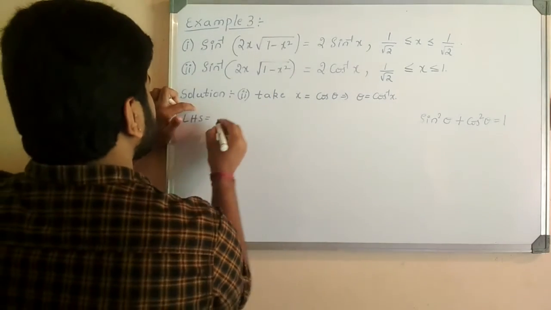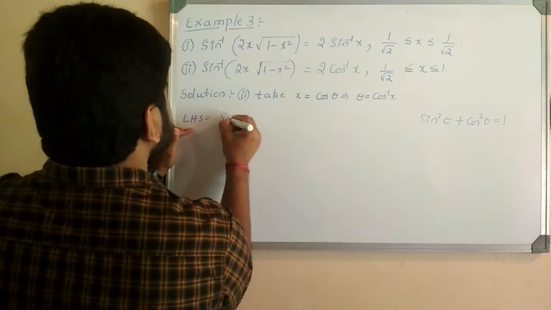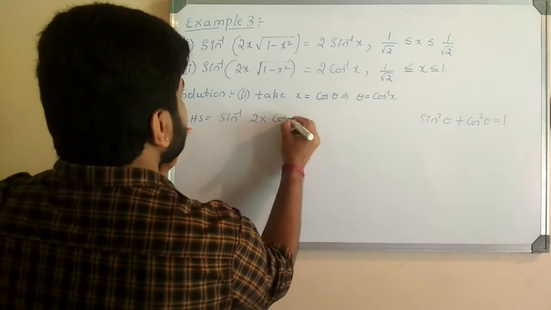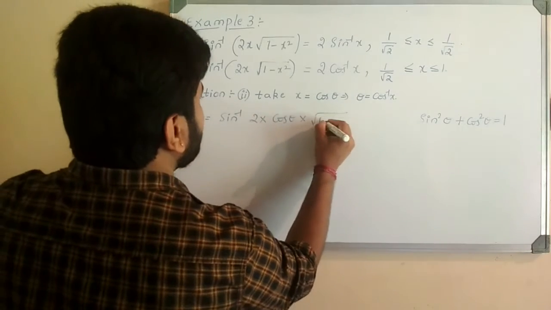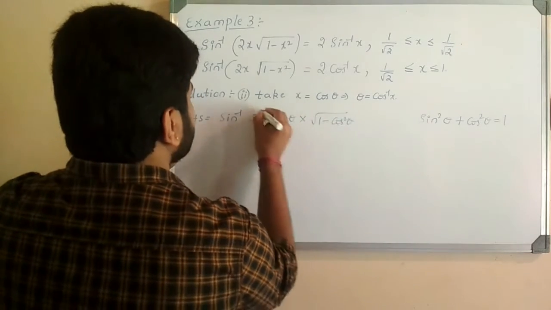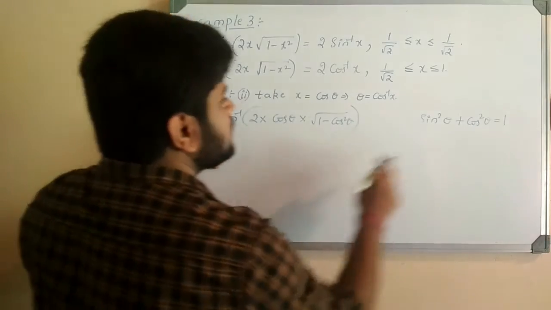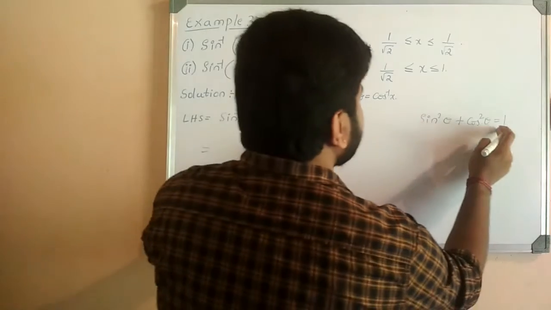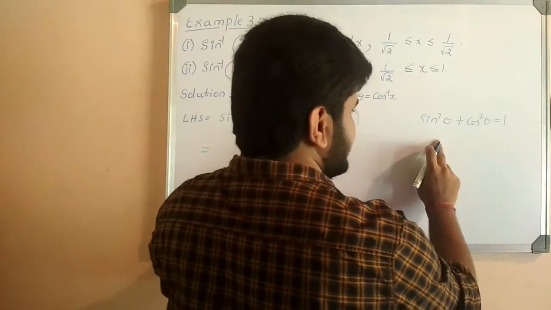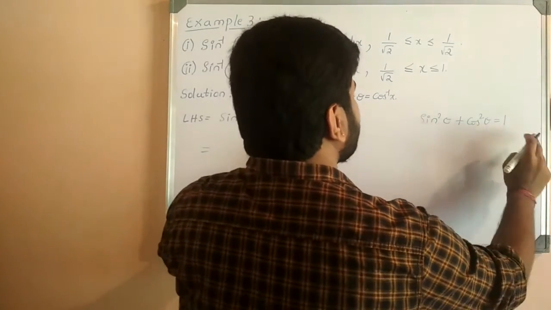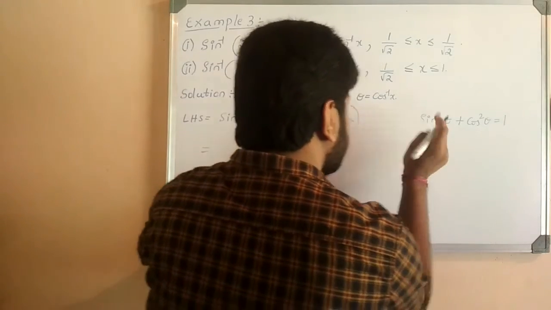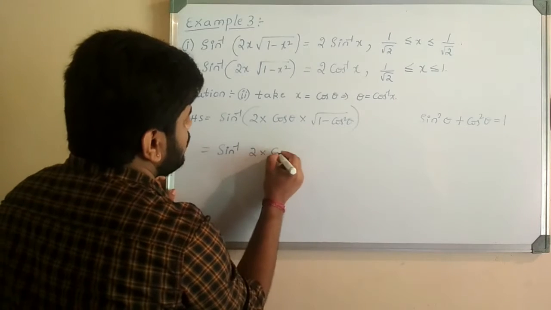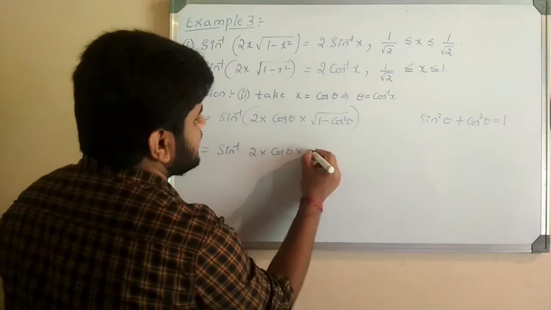So substitute here, consider LHS, sin inverse of 2 into x means it is cos theta into root of 1 minus cos square theta. Here sin square theta plus cos square theta is equal to 1. So 1 minus cos square theta is equal to sin square theta. So root of 1 minus cos square theta is equal to sin theta. So sin inverse of 2 into cos theta into, it will become sin theta.